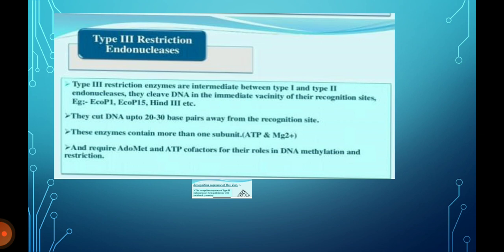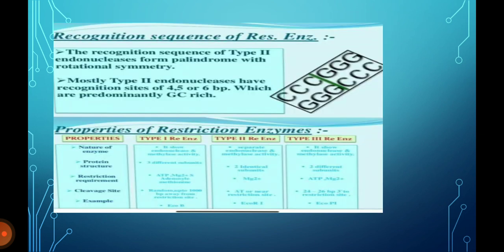methylation and restriction. Recognition sequence of restriction enzymes. The recognition sequence of type two endonucleases forms a palindrome with rotational symmetry. Mostly, type two endonucleases have recognition sites of 4, 5 or 6 base pairs, which are predominantly GC rich.